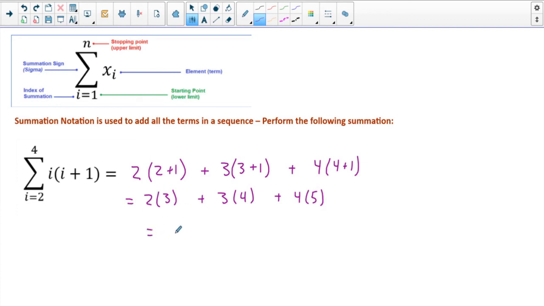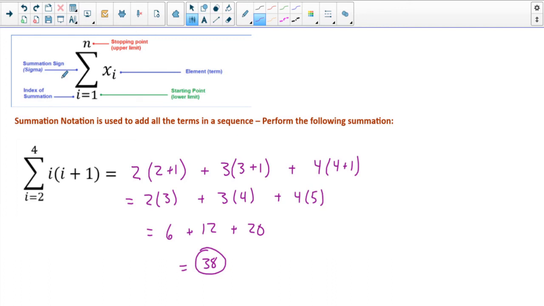Go ahead, add these together. 2 times 3 is 6. 3 times 4, that's going to be 12. And then 4 times 5 is 20. So our last step here, just adding these together, 6 plus 12 plus 20, it's going to give us 38. All right, so that's basically it.